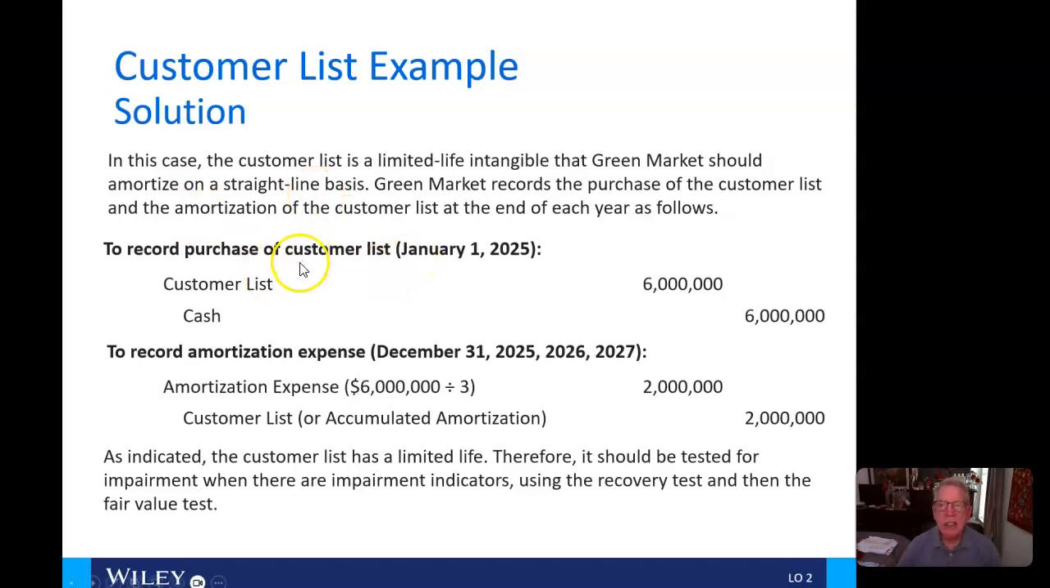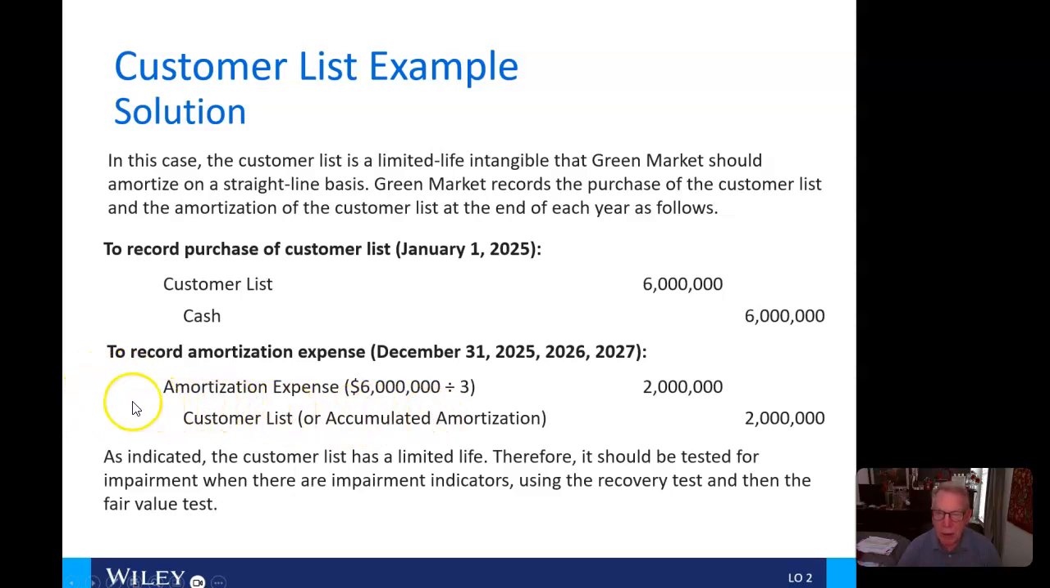In this case, the customer list is a limited life intangible that Green Market should amortize on a straight line basis. Green Market records the purchase of the customer list and the amortization as follows. Here, our customer list was $6 million. We paid cash for it. That's an easy journal entry. And then we think it's going to last 3 years: 2025, 2026, and 2027. So we divide that $6 million by 3.